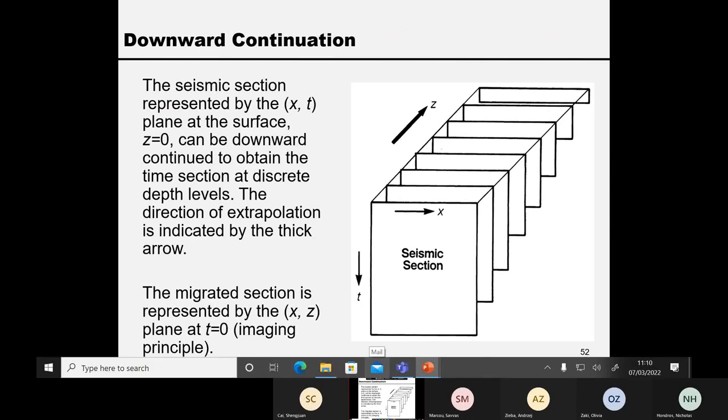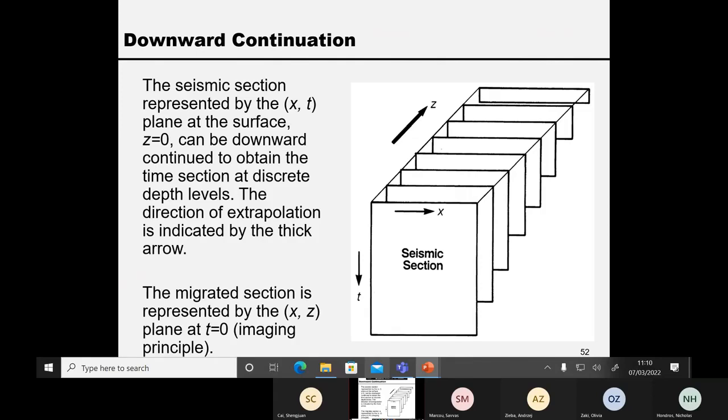Let's compare the two-way equation to the one-way equation migration result. When we use a one-way equation, the first element for the equation-based method is a downward continuation, right? So let's see.